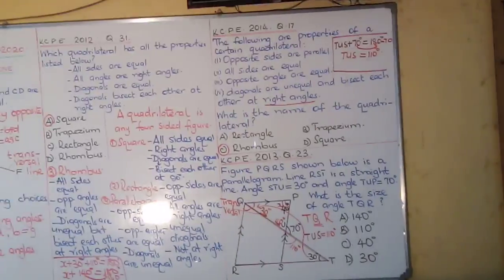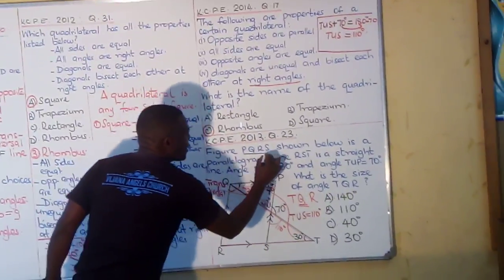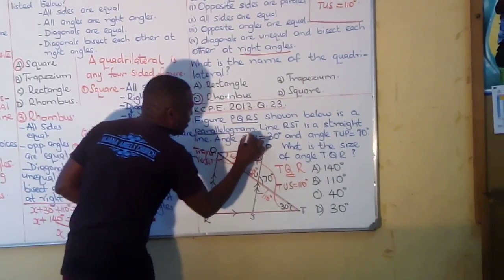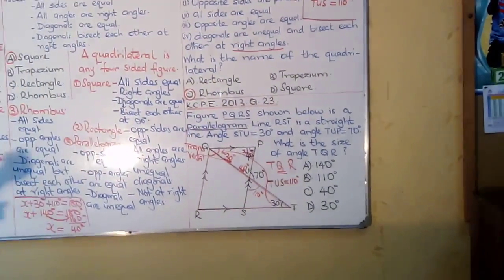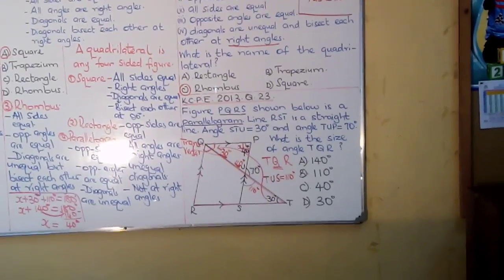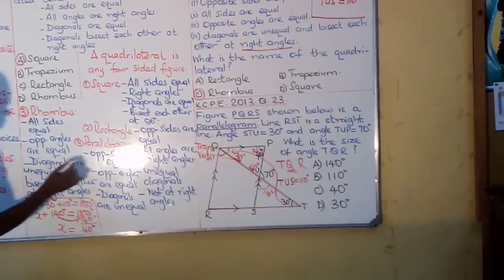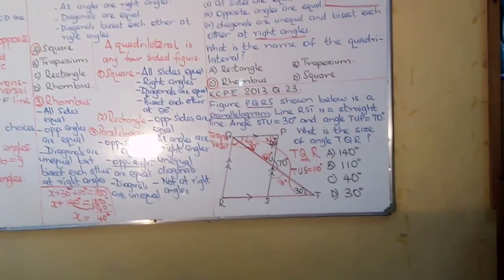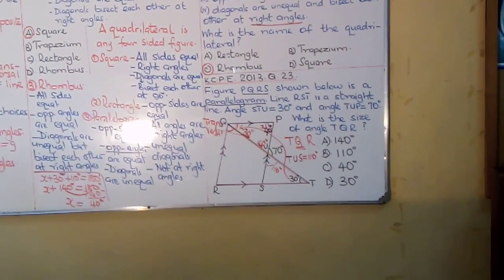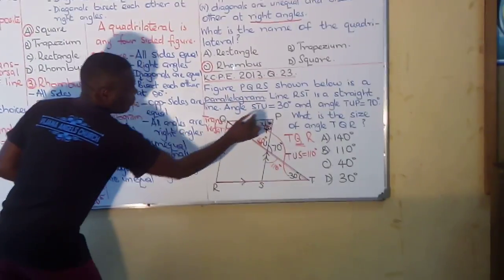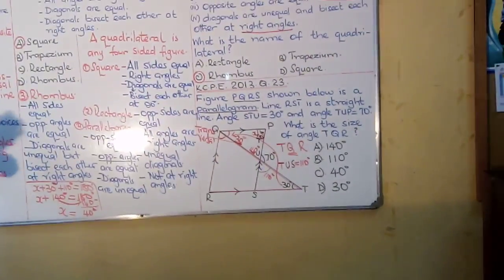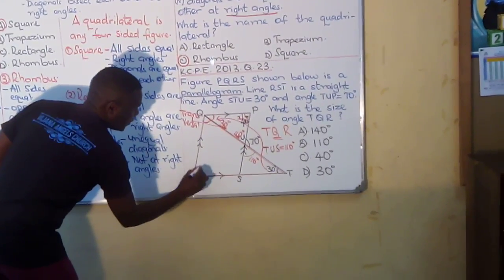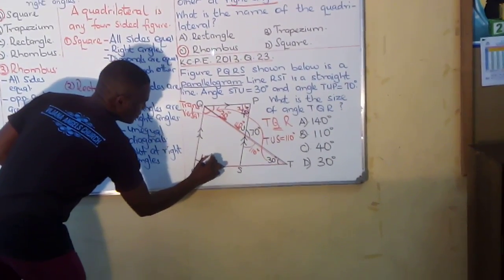Now we are told that PQRS shown below is a parallelogram. Let's come to the properties of a parallelogram. Opposite angles are equal. So this QPS is opposite to QRS. So that angle is also 40 degrees, boys and girls.